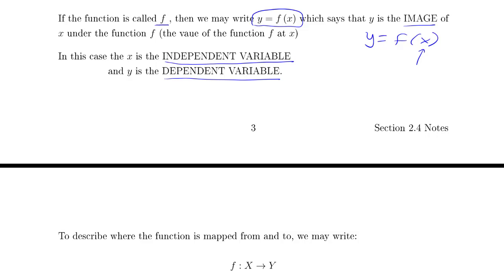Now, if you were to do a function the other way around, say we call it g of y, g being a new function, that would switch. In this case, y would become the independent variable and x would become the dependent variable. So it's all how it's defined. Most of the time, yes, we do something like y equals f of x, with x as the independent and y as the dependent, but it doesn't have to be.